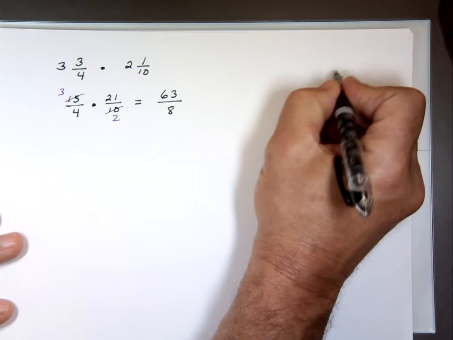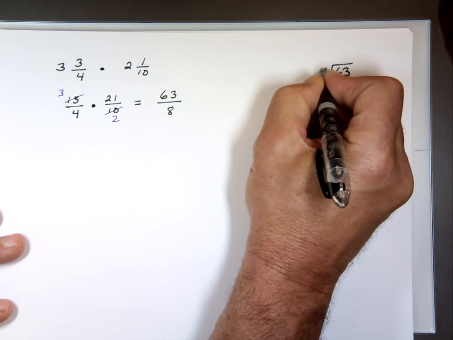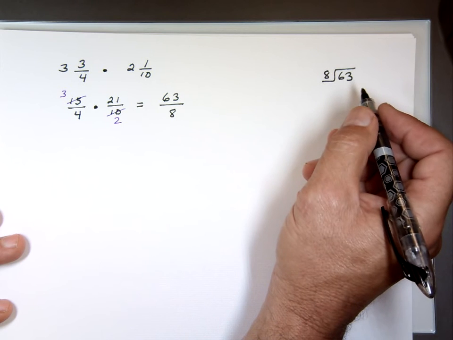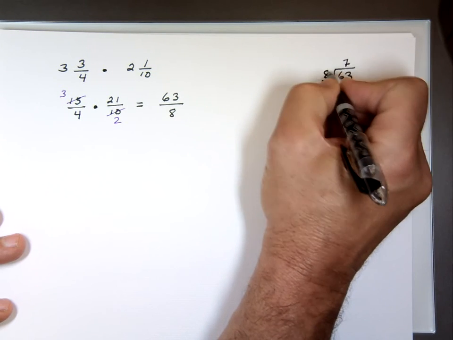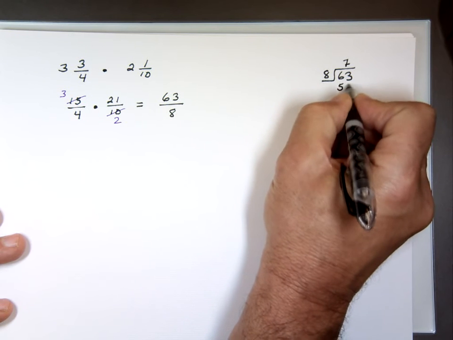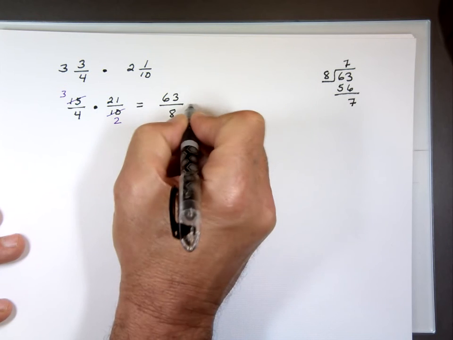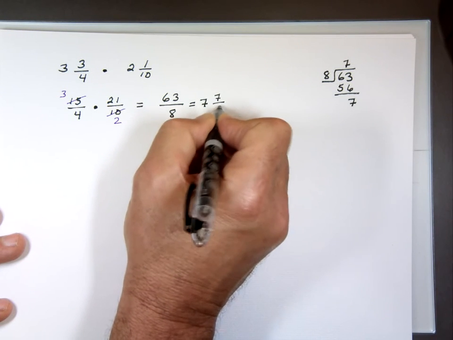So 63, divide that by 8. 8 times 8 is 64, so 8 is high, right? How about 7? 7 times 8, 56. What's the remainder? 7. So your answer is 7 and 7 over 8.